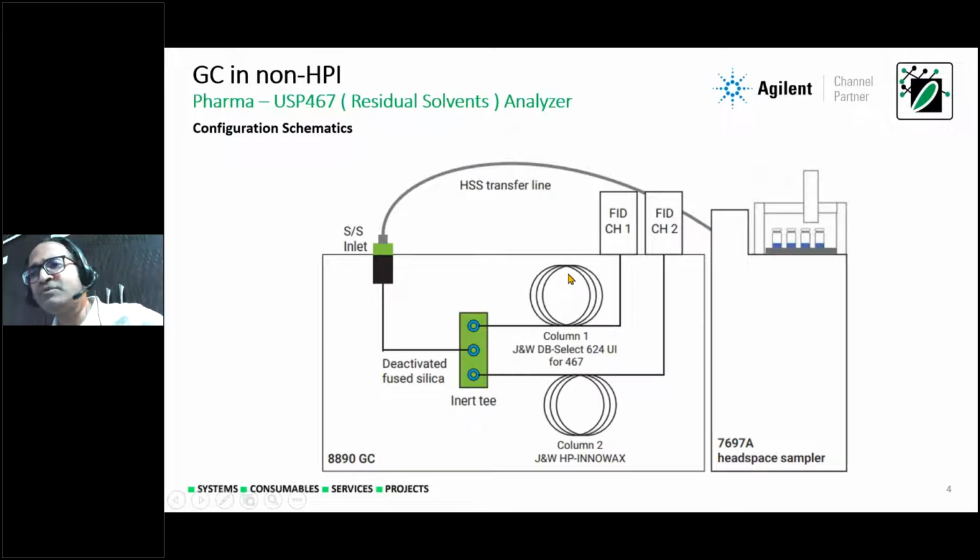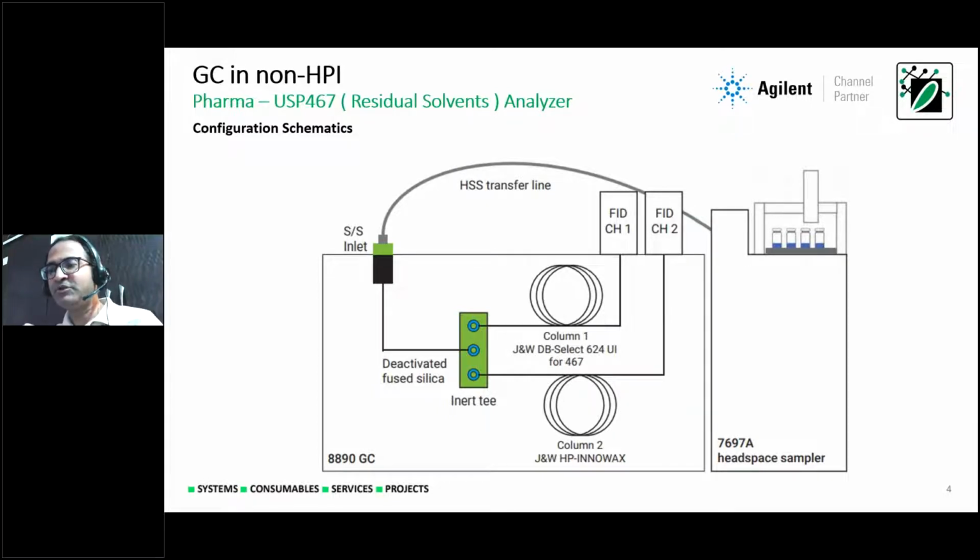Now, some of you might already be doing this analysis, and you might be thinking, why do I need these 2 columns? Because I was doing the analysis using one single column and it worked well for these many years. What is the use of these 2 different columns? I will make that case in the next slide. But we are suggesting that you go ahead with the 2 columns, 2 FID hardware, and that will give you much better separation.